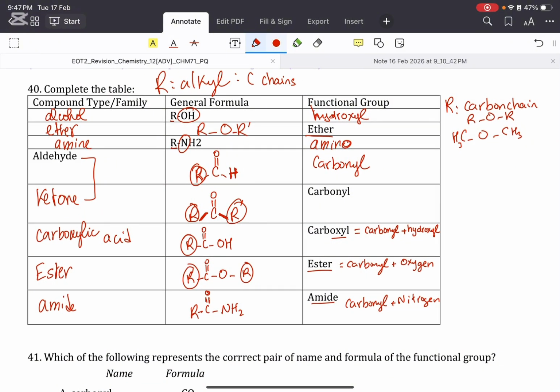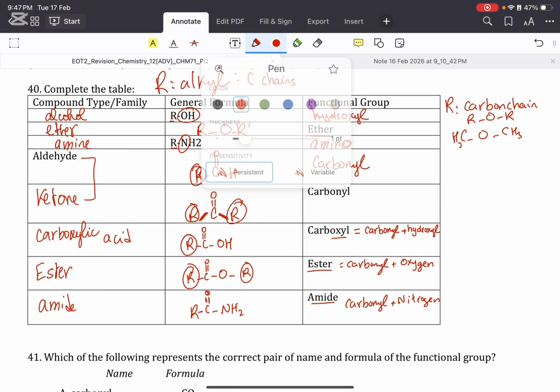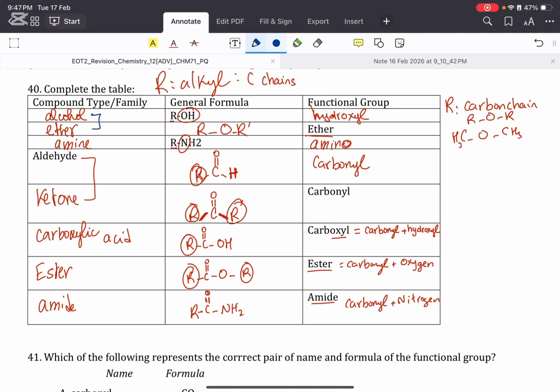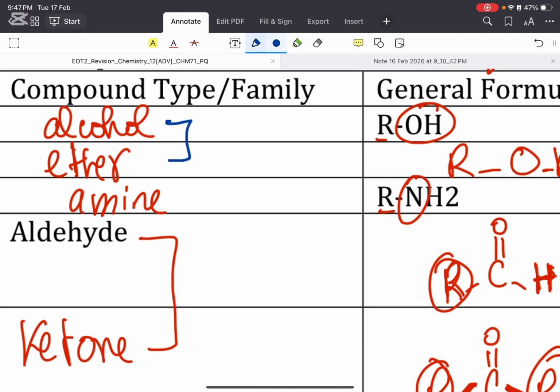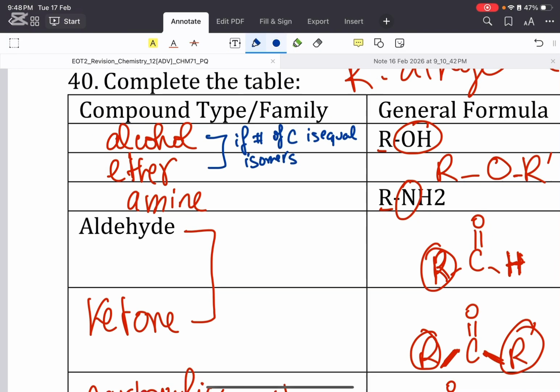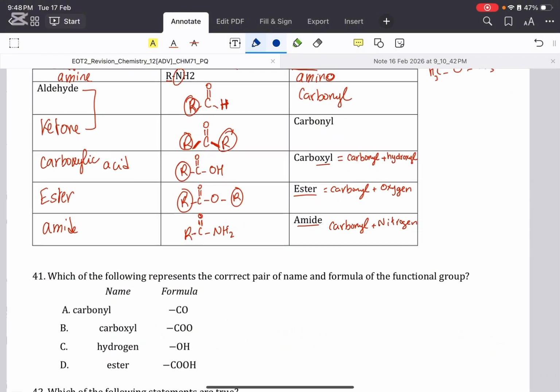Now, one thing I want to point at, alcohol and ether, if the number of carbons of alcohol is equal to the number of carbons in an ether, so if I give you an alcohol and an ether and they both have the same number of carbons, they will have the same molecular formula. So these compounds, if number of carbon is equal, they can form isomers. I'm going to give you an example over here.